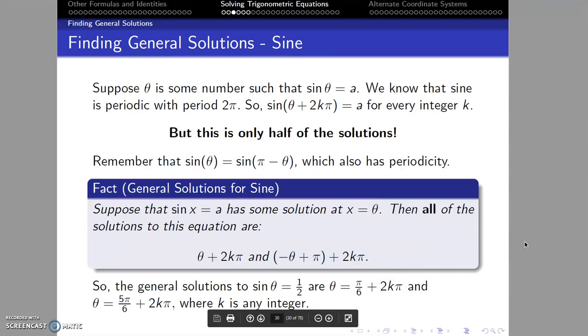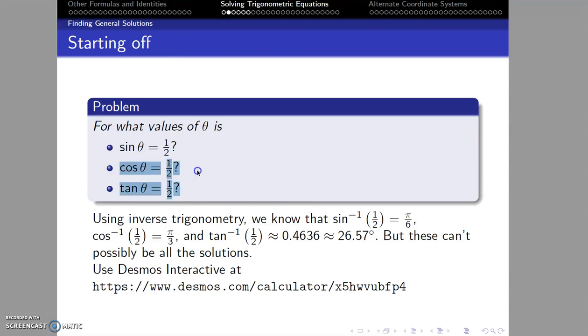So we would say for this, the general solution is pi over 6 plus 2k pi, where again 2k pi just denotes the periodicity of sine, and the other half is 5 pi over 6 plus 2k pi. So that was the trick to sine. So let's go to cosine now.